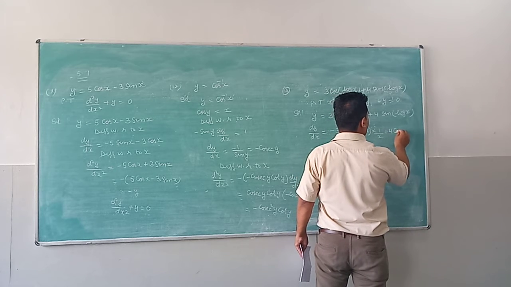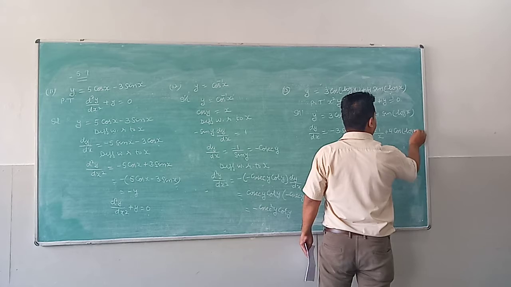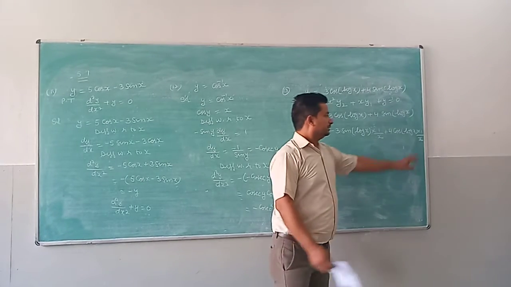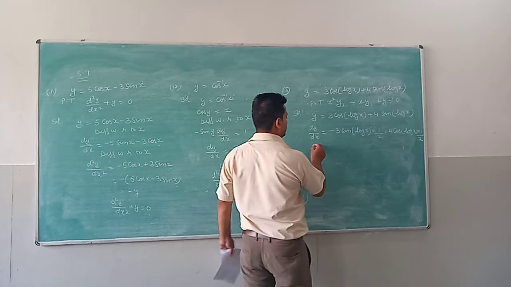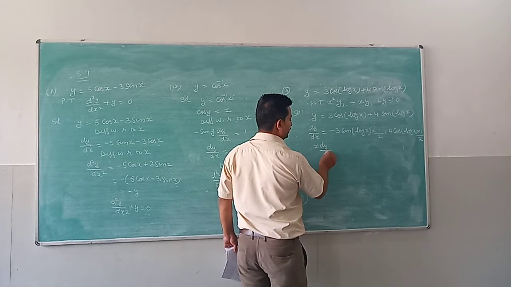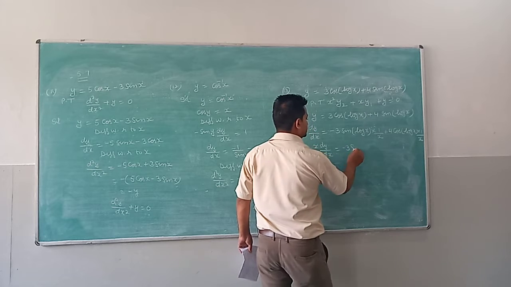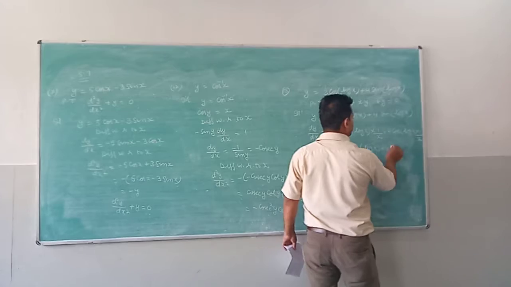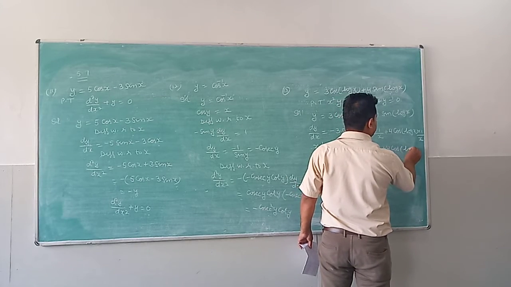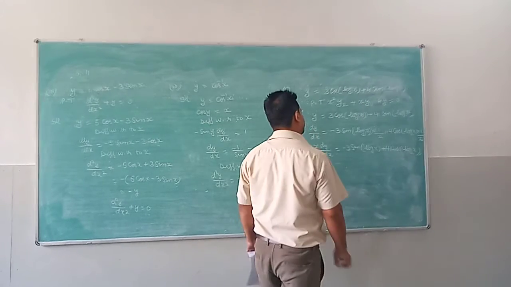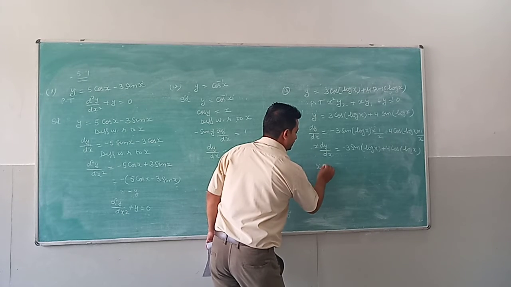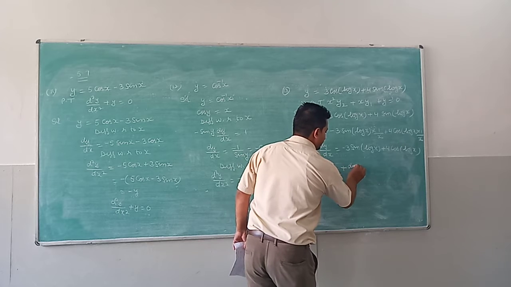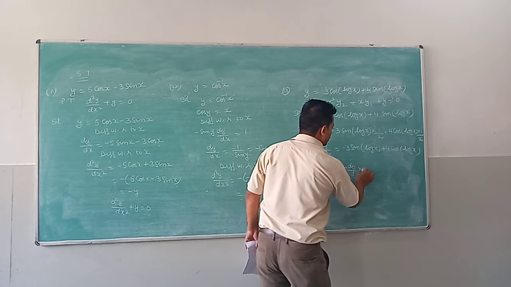Plus 4 cos log x, differentiation of log is 1 upon x. When we take x as LCM and multiply this by dy upon dx, so this is equal to minus 3 sin log x plus 4 cos log x. Again differentiate this with respect to x. Here we use the product rule: u derivative of v plus v derivative of u.